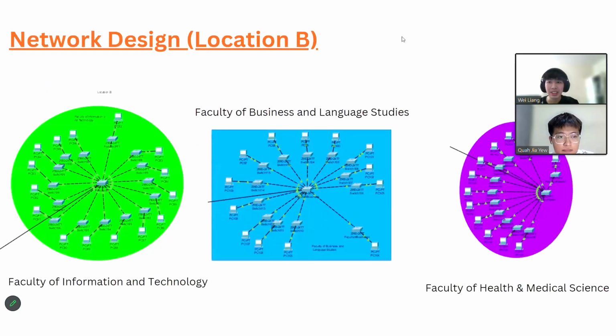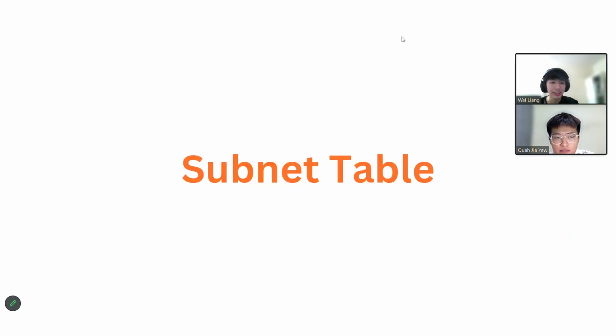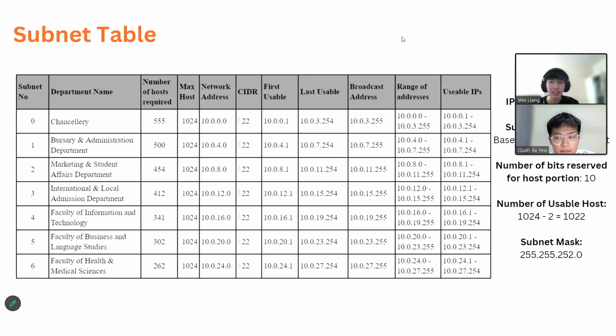Next. In location B, the green one is the Faculty of Information and Technology, the blue one is the Faculty of Business and Language Studies, and the purple one is the Faculty of Health and Medical Science. Next. So the subnet table. Next. We decided to select the largest number of hosts. So we can see that the Chancellery department has the largest host requirement.